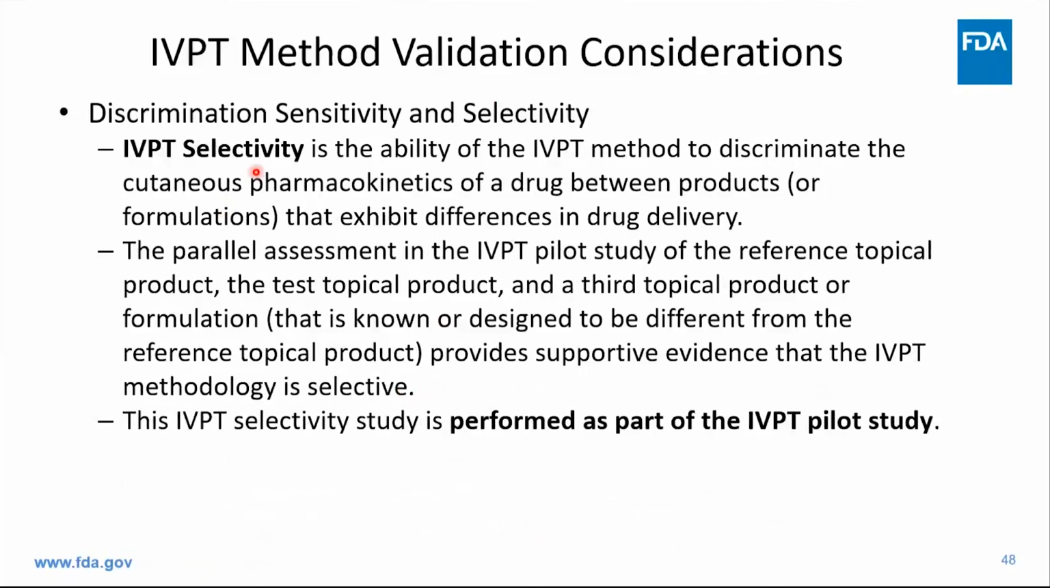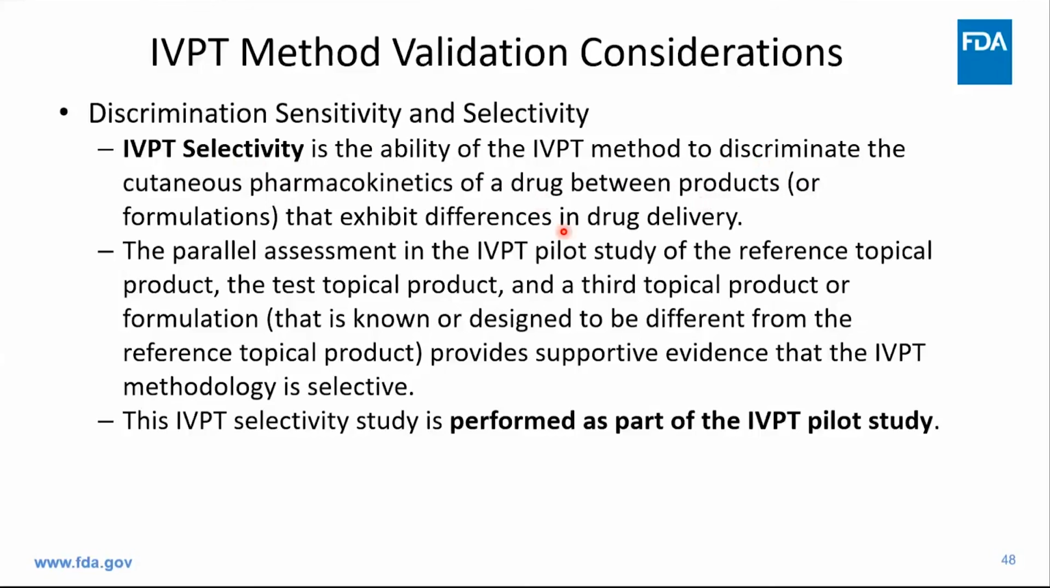IVPT selectivity is different than sensitivity. Selectivity is different because with sensitivity, as you modulate the bioavailability of a particular product, higher or lower, you want to see that the IVPT response is going higher or lower. Here, selectivity is the ability of the IVPT method to discriminate the cutaneous pharmacokinetics of drug between products. Or, what you want to see is differences in drug delivery from different products. So this is like, for example, between a positive and negative control for bioequivalence.